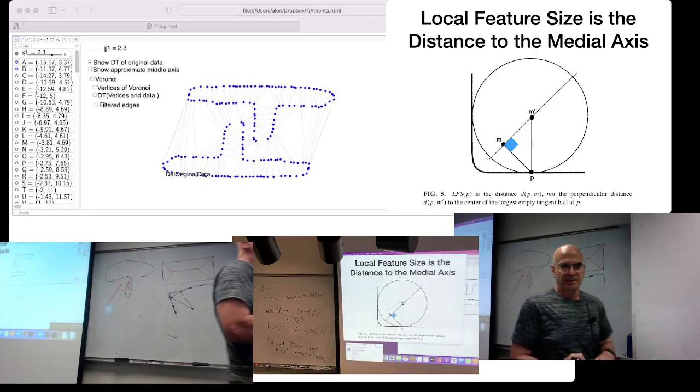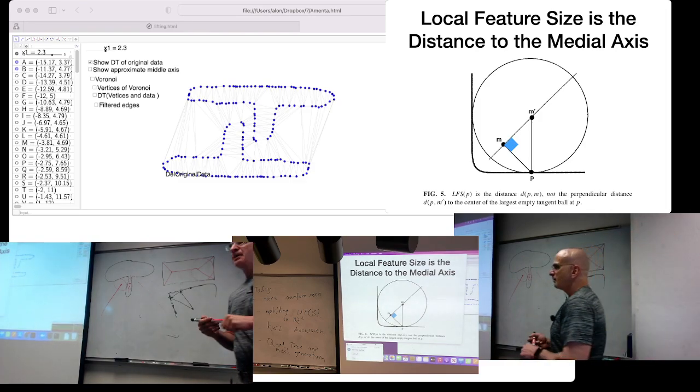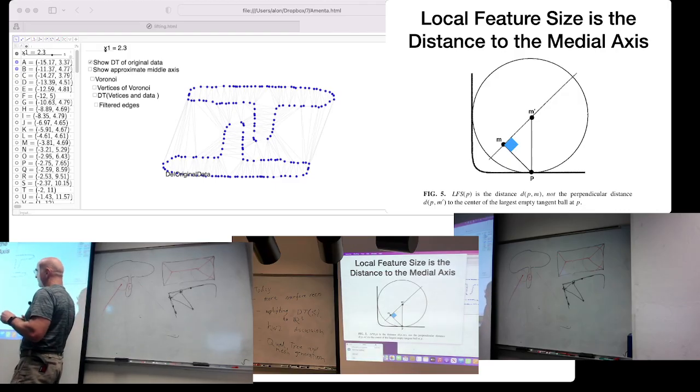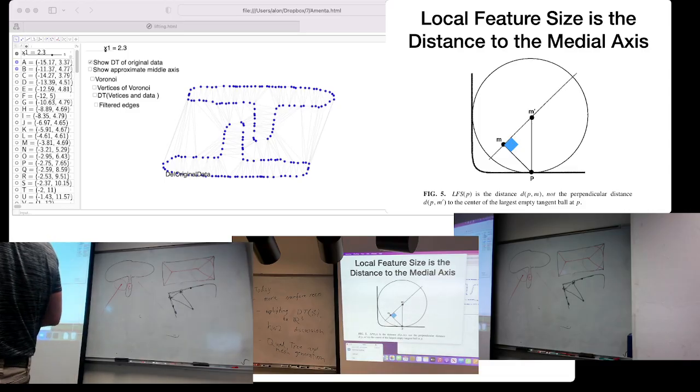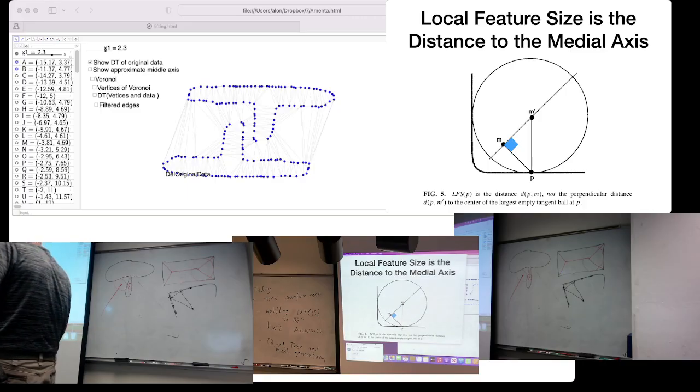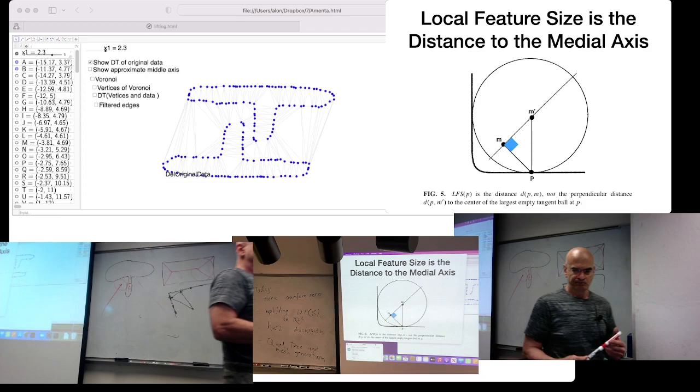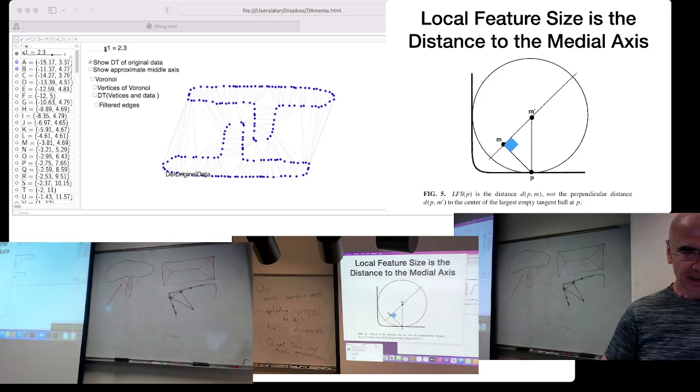Okay, and the answer that Nina Amenta, Marshall Bern, and David Eppstein gave in this really seminal historical paper was that if you are sampling at least at epsilon times the local feature size, where epsilon, a third, was a magic number, a third, or 1/5, then you can reliably reconstruct the original shape and give an algorithm that does it.